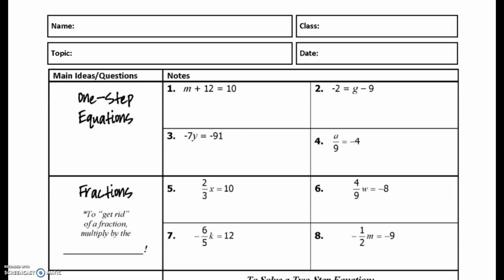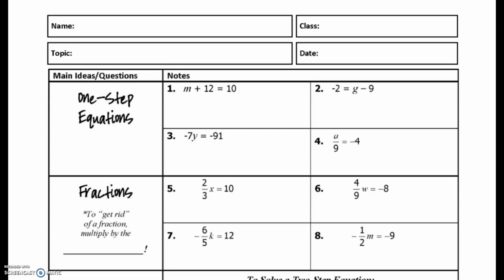Hi class, now that we have discussed the process of simplifying expressions, we are ready to get into the main part of this chapter, which is solving equations. I believe that you have seen the process for solving one-step and two-step equations before. In order to solve an equation, the ultimate goal is to get the variable all by itself in order to find out what the variable equals.